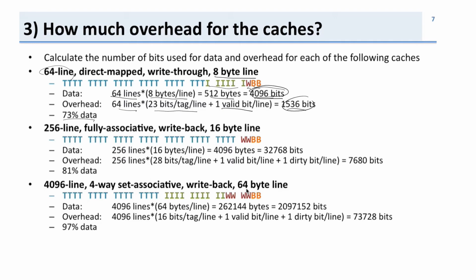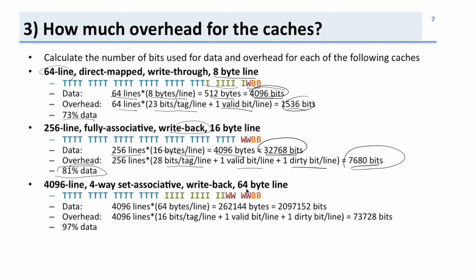So for 256 fully associative write back, 16-byte line, so 256 lines, and as we said, 16-byte line, so with 16 bytes per line, that is 4096 bytes or 32768 bits. So the overhead for that is the tag bit, the valid bit, and of course the dirty bit since it's write back. So that's all in all 7680 bits. So we see that if you total the data and overhead, the data percentage is 81% allocated for that certain cache.